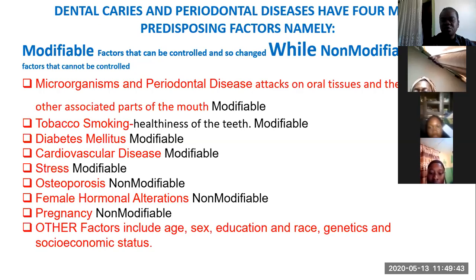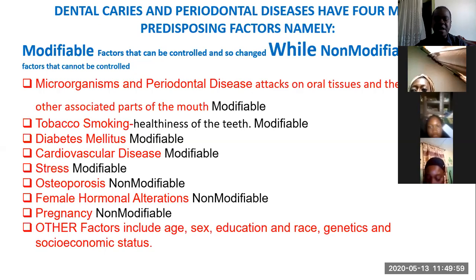Age: when somebody is old, of course, he will have a lot of problems with his teeth. Then the body is getting weaker and is losing its strength. Sex too: we know for females, we just talked about hormonal problems and pregnancy. These are problems that are peculiar to females. Of course, they will not be peculiar to men, because men don't get pregnant and they don't have hormonal problems.